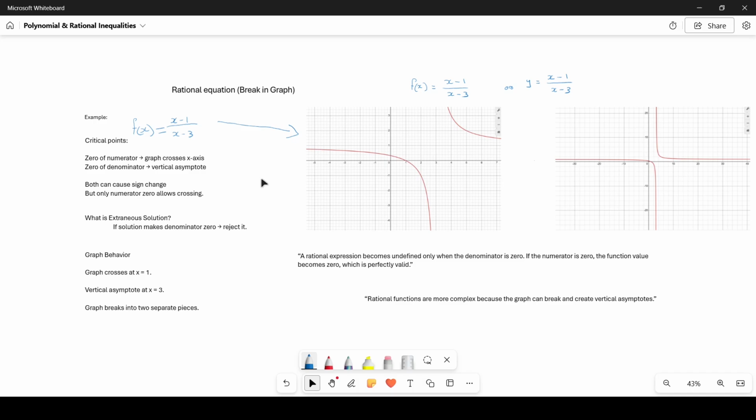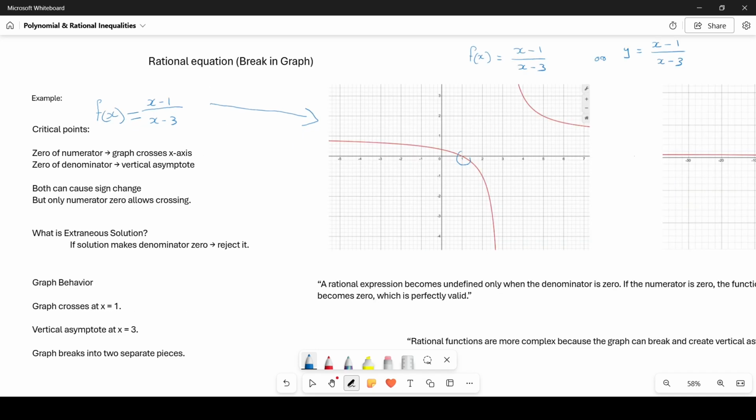So you can see how the y values are changing according to the x values. Here we can see critical points. What are the critical points here? According to our previous observation, the point where the y value crosses the x-axis is called a critical point. That is the x value which makes the numerator 0, which is 1. If we substitute x equal to 1 here, the numerator will be 0, and 0 divided by any value is equal to 0. So the zero of the numerator is where the graph crosses the x-axis. This is the point 1.